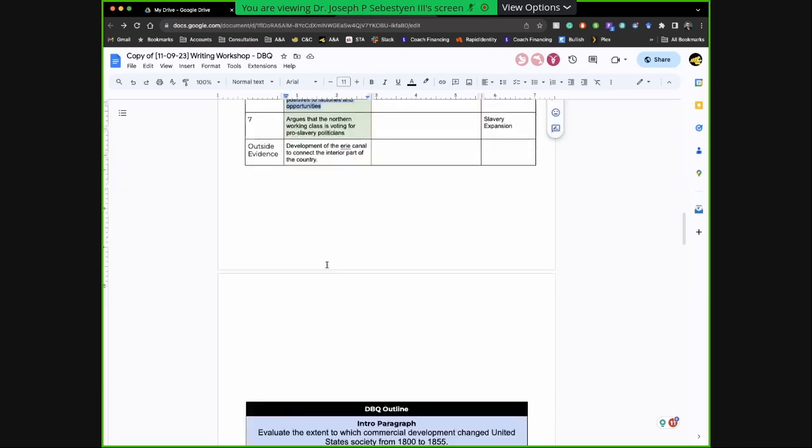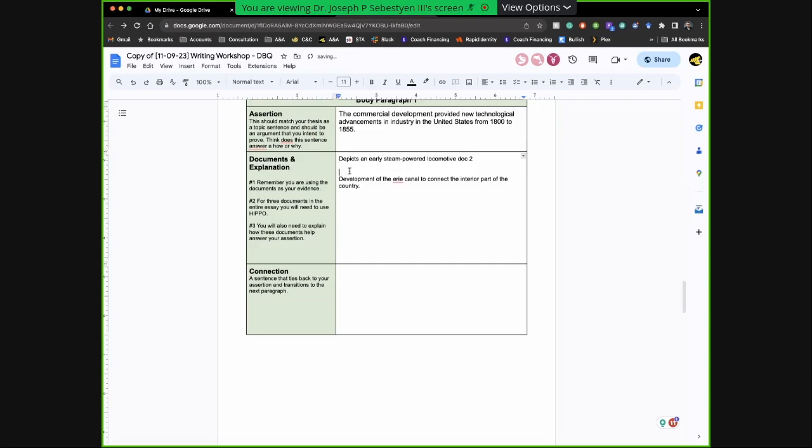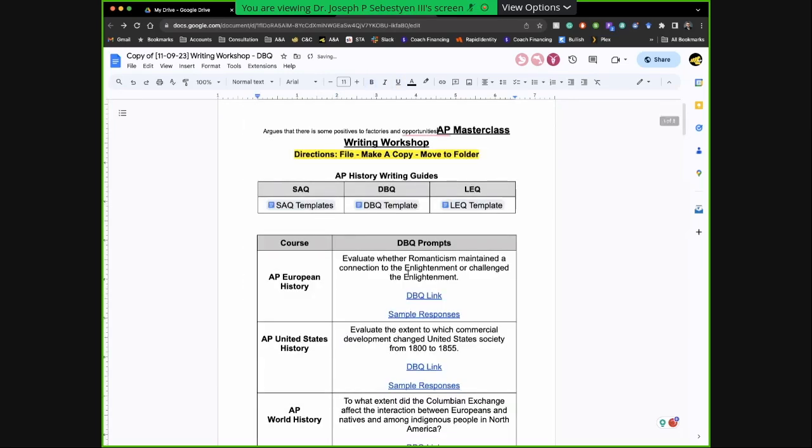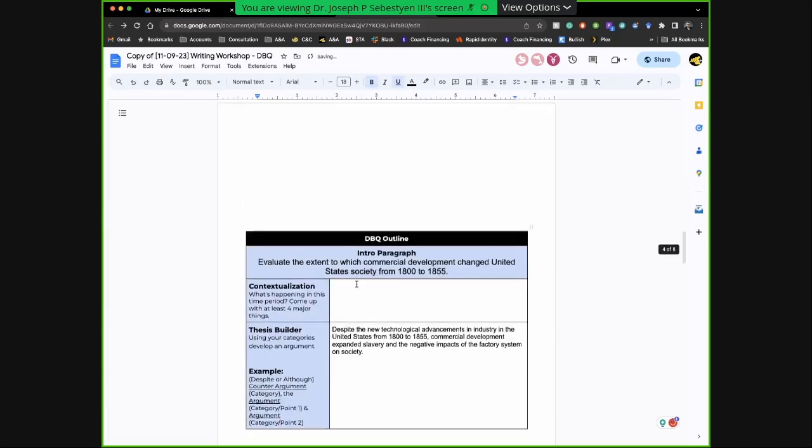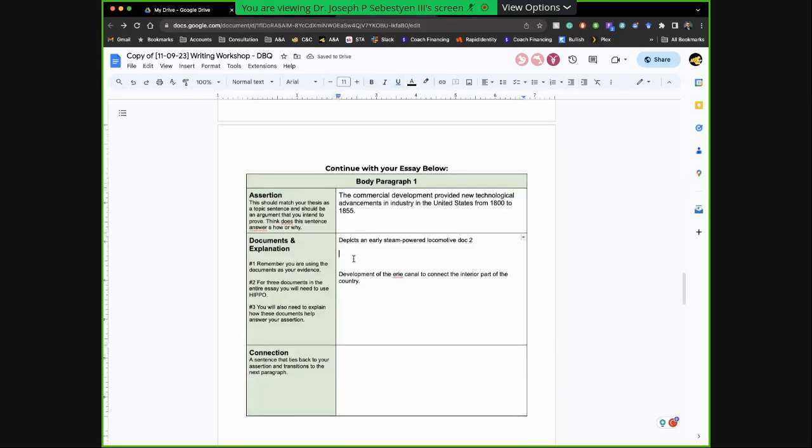Is there a complexity point for the DBQ? Because I can make that my counter argument. Yeah, there is a complexity point, but if you use all 7 documents, you get that too. Okay.